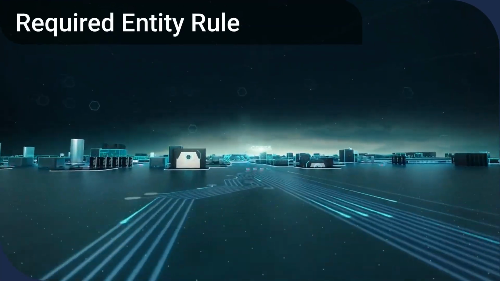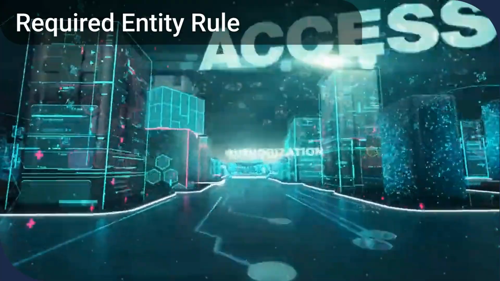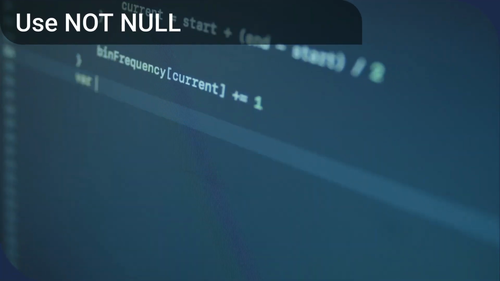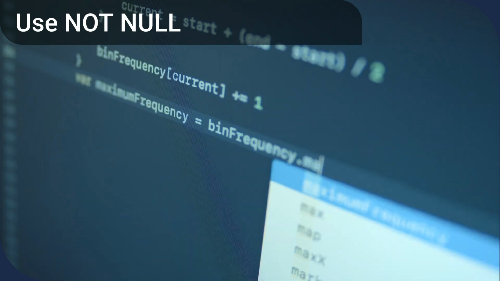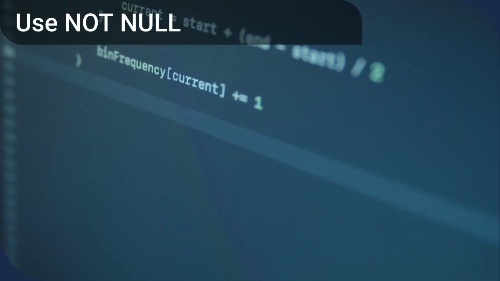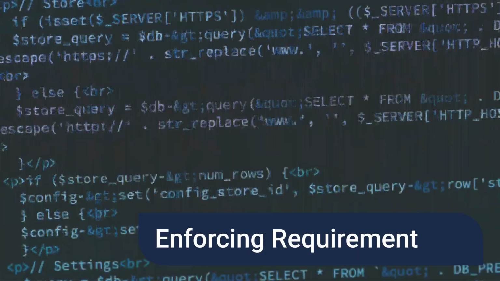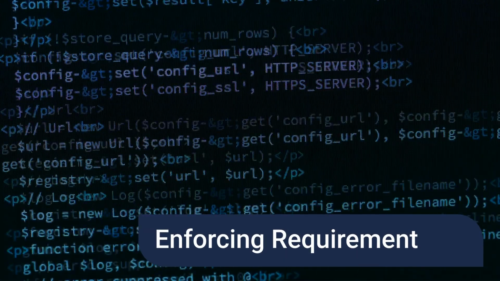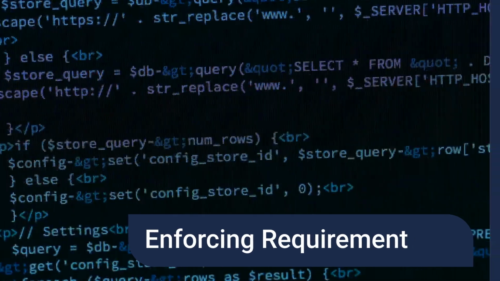If the entity on the opposite side of the relationship is required to exist, you need to enforce a rule. This is done by applying the not null constraint to the foreign key column, guaranteeing a value must always be present. Using not null ensures that an entity can only be created if the corresponding required entity is also linked.